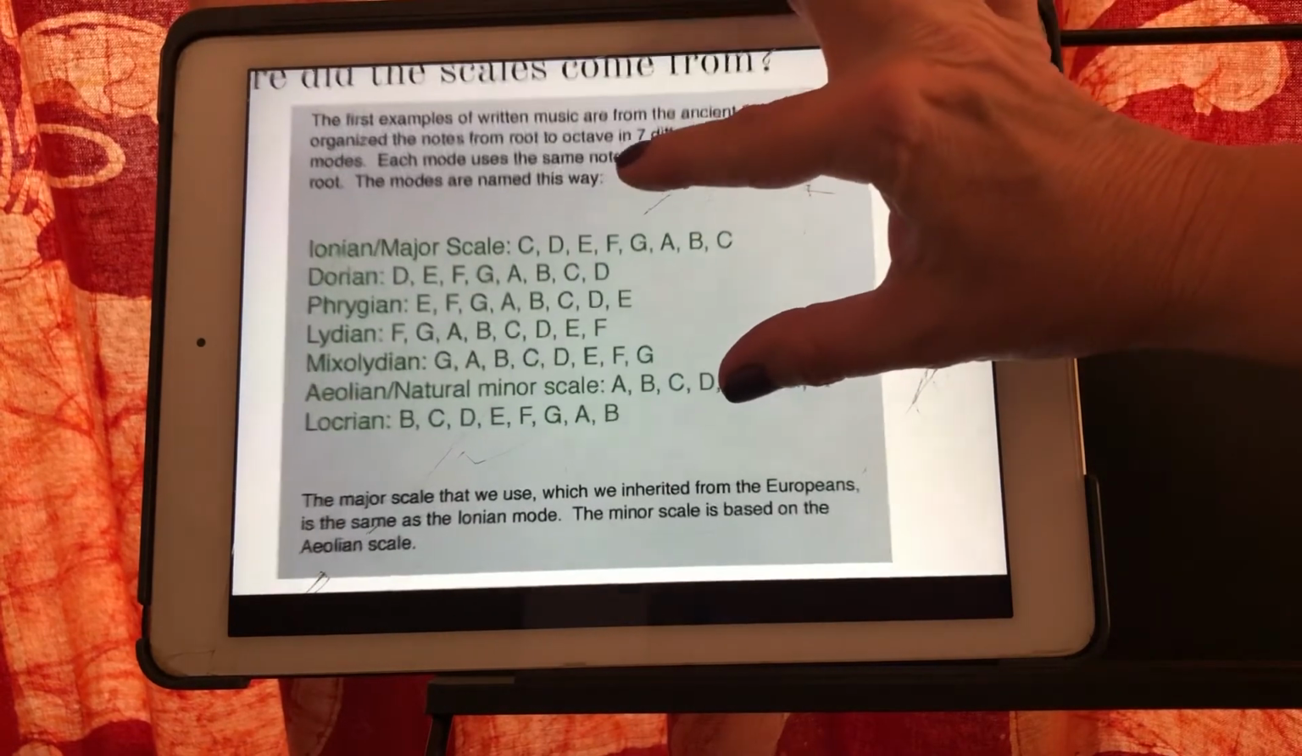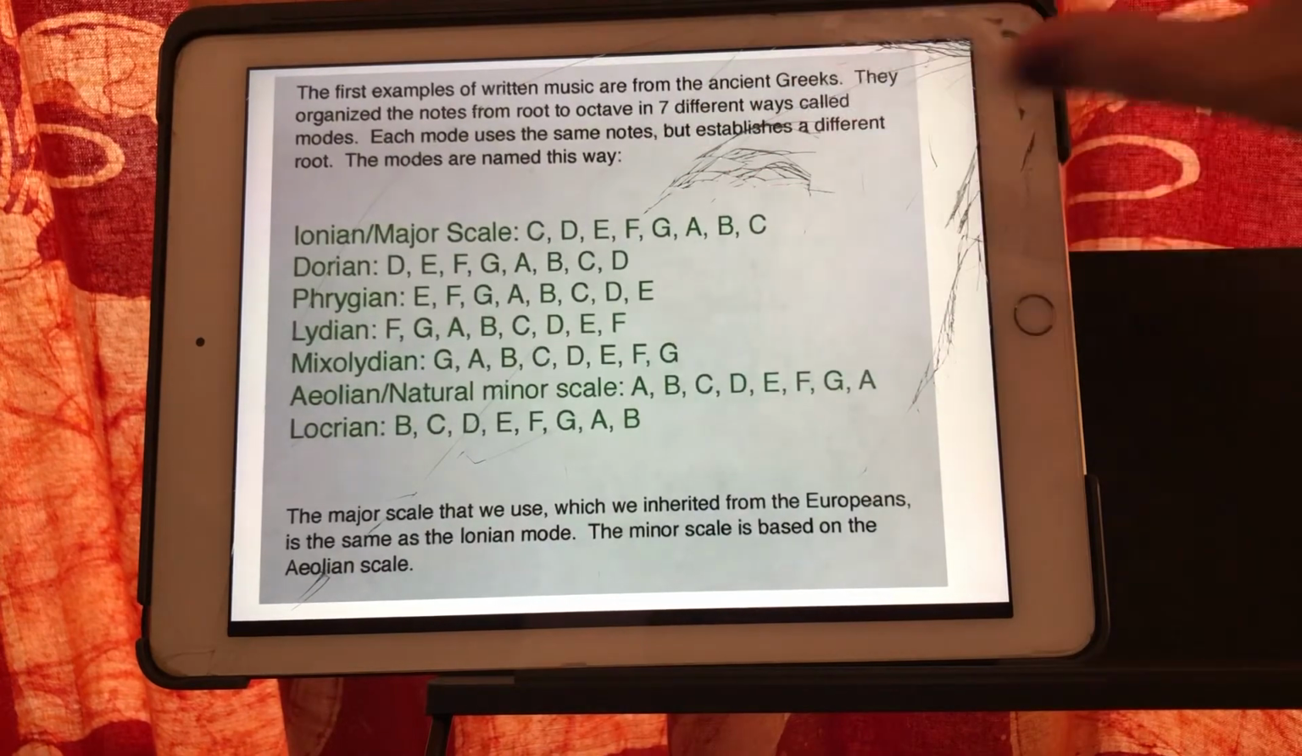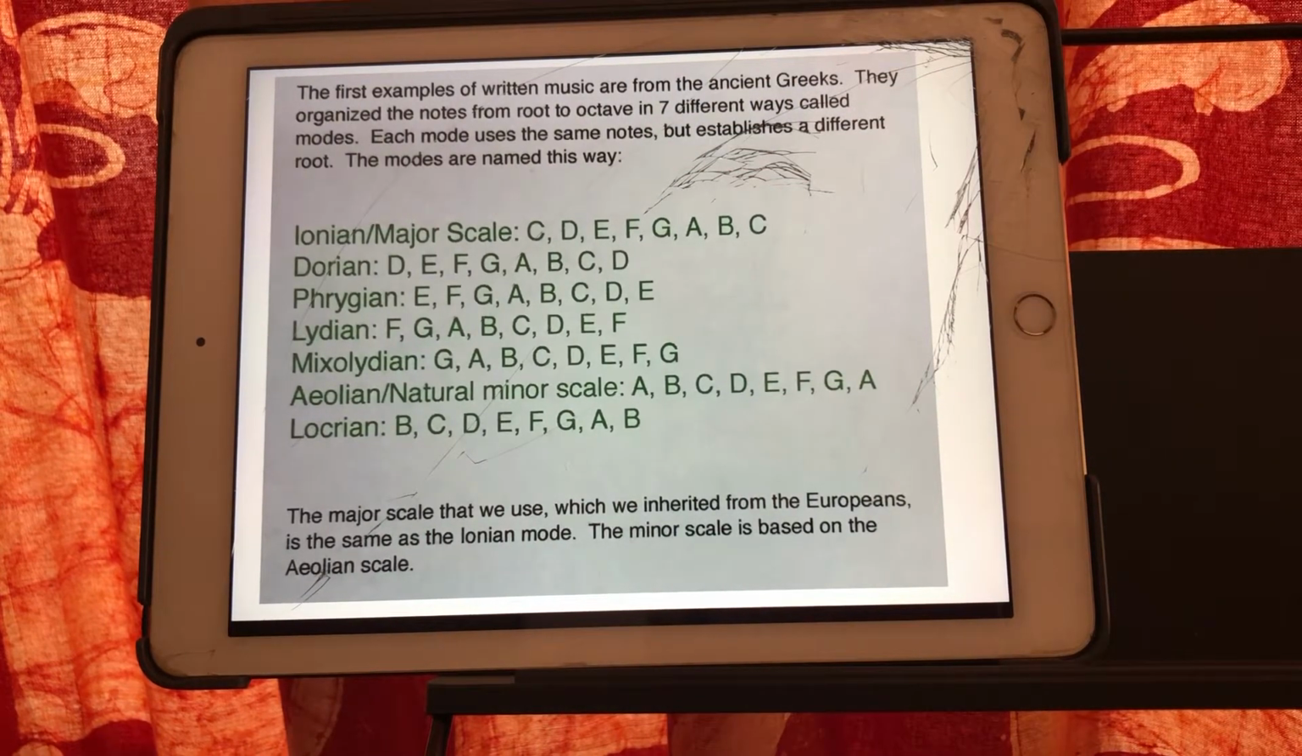In ancient Greece, they used 7 different modes. How they arrived at this pattern is they took the notes from the harmonic series, so it's based on mathematical ratios. And then they arranged them all within the octave, close together, and they came up with the pattern of whole, whole, half, whole, whole, whole, half. And that is the pattern that we use for a major scale.